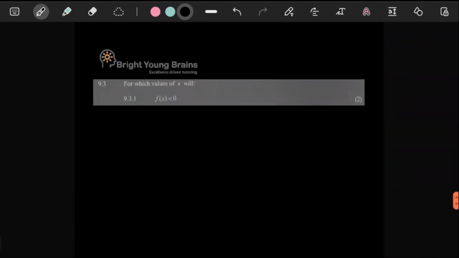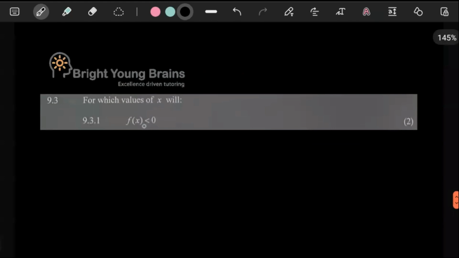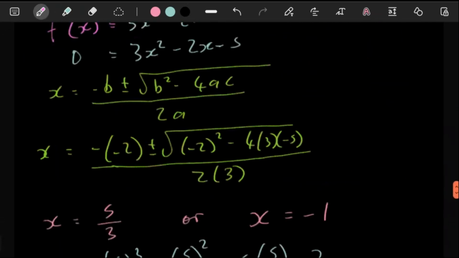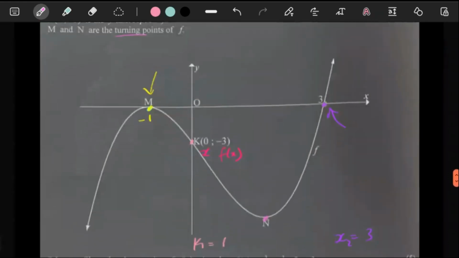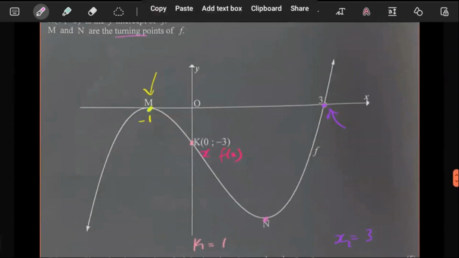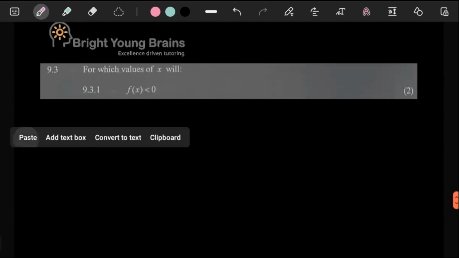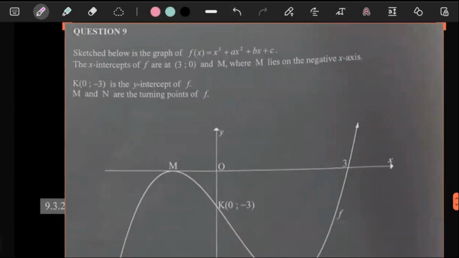Oh yeah. It says, for each value of x, will f of x be smaller than 0? Well, this one is quite simple. The reason is we have the picture literally in our face, so we might as well use it to answer this very simple 2-mark question. So you can see why this is a 2-mark question, because we're really not gonna do anything crazy here. We literally just have to make use of the sketch.